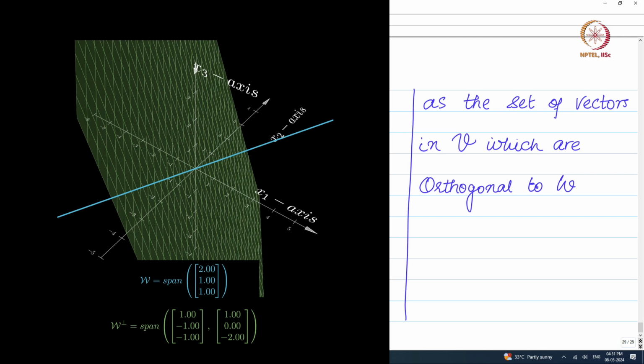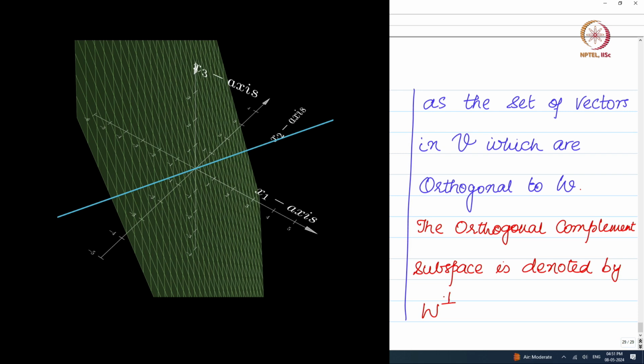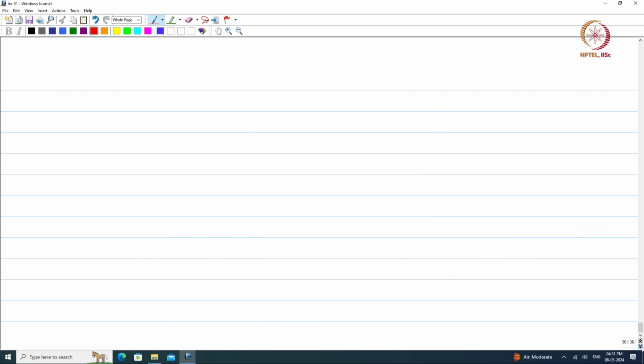So, this orthogonal complement subspace is denoted by W perpendicular. This is clear, W perpendicular. Let us take some example. So, let us formally write mathematically.